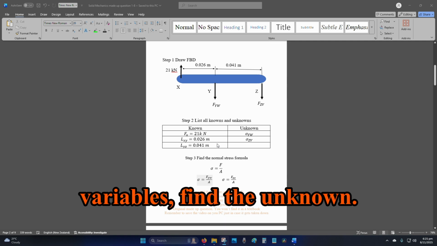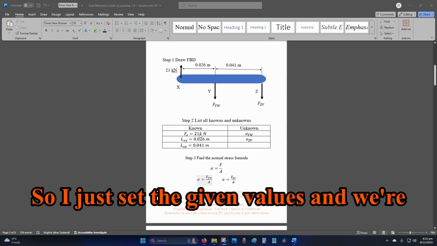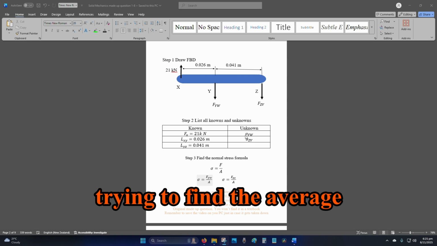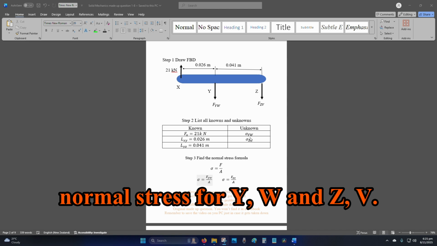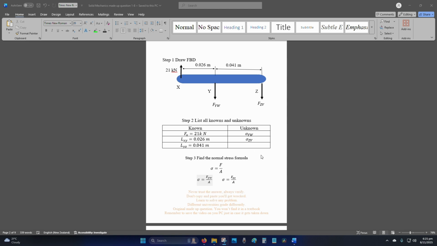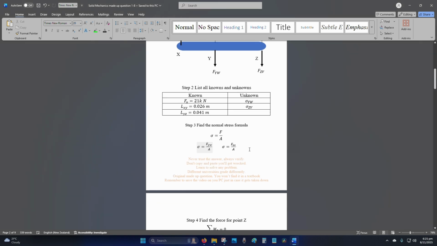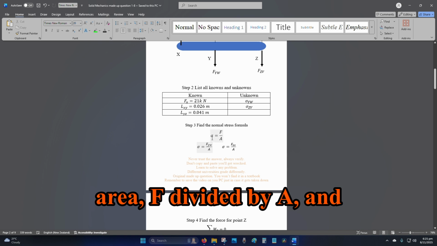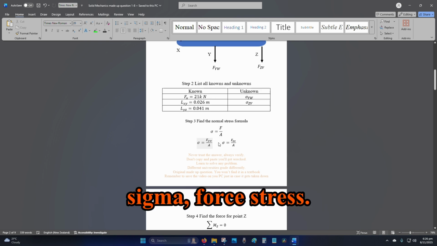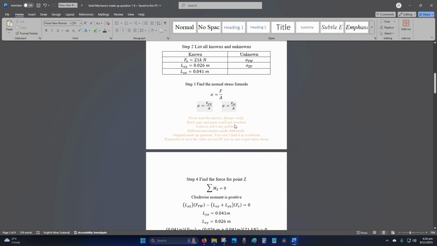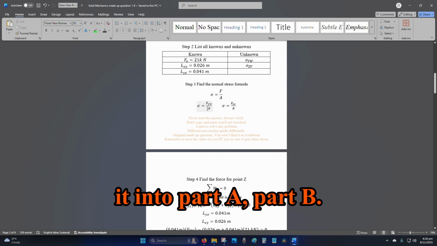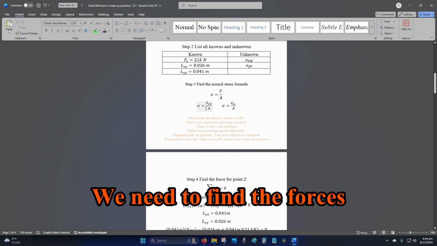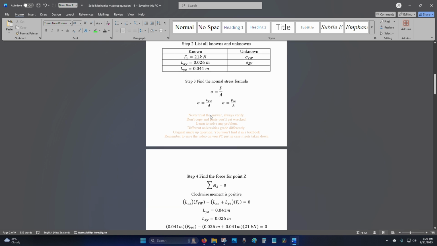Step 2, list all the given variables, find the unknown. So I just set the given values, and we're trying to find the average normal stress for YW and ZV. Step 3, find the normal stress formula. So sigma is equal to force divided by area, F divided by A, and that is the Greek symbol sigma for stress. We're going to divide it into part A and part B. We need to find the forces and the areas respectively.